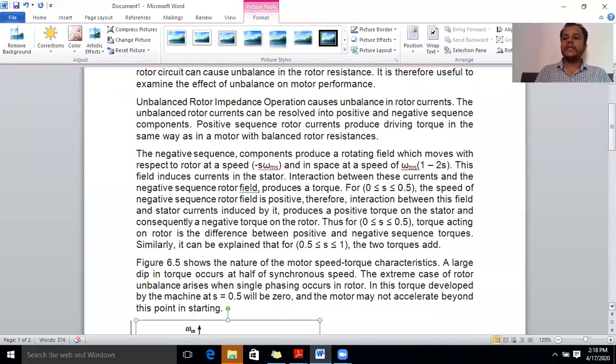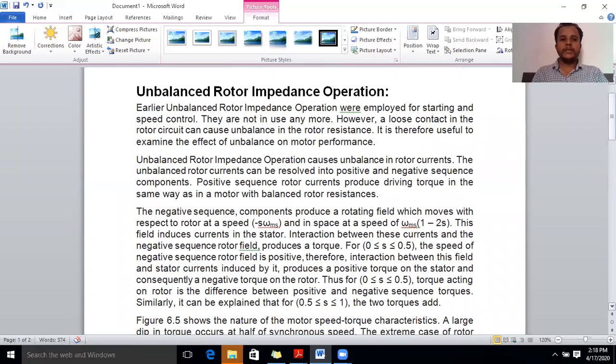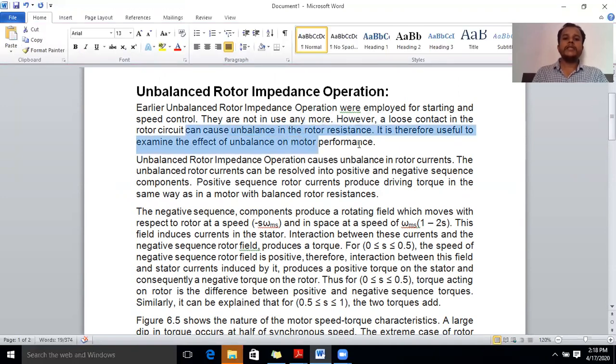Now, what is unbalanced rotor impedance operation? Earlier, unbalanced rotor impedance operation was employed for starting and speed control. They are not in use anymore. However, a loose contact in the rotor circuit can cause unbalance in the rotor resistance. It is therefore useful to examine the effect of unbalance on motor performance. Whenever there is an unbalance in the rotor, we need to examine the motor performance.